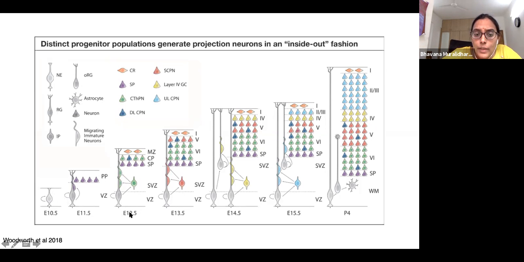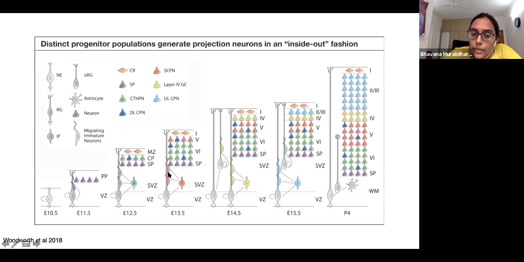So at embryonic day 12.5, whatever neurons come form the first layer of neurons, that is layer 6. By 13.5, the same apical radial glia make basal progenitors, which now give rise to neurons that go on to form layer 5. They migrate past the subplate, this layer 6, and sit on top of layer 5. So there is, of course, this division.